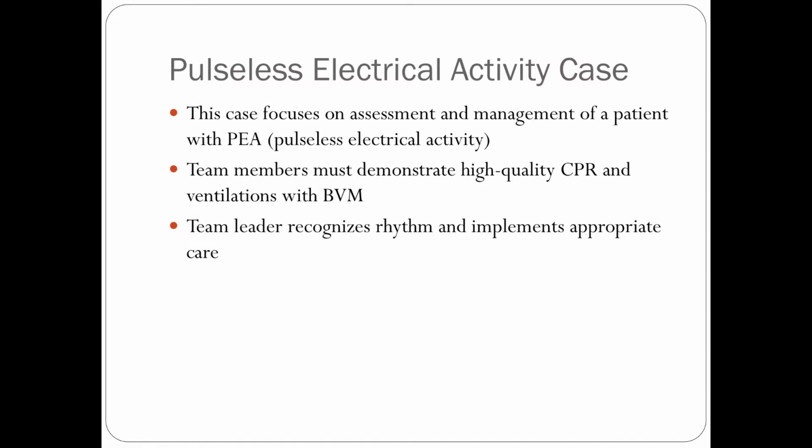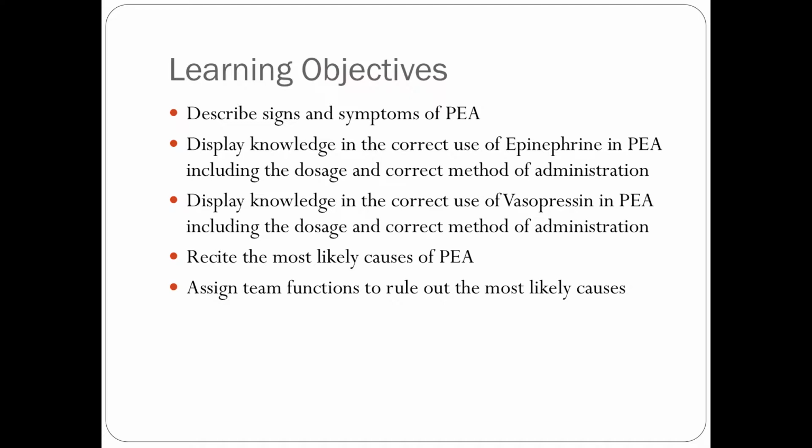Now, if we get in the case where we do have someone that's pulseless, we have a pulseless electrical activity case, or pulseless PEA, or asystole. You treat them both basically the same. You must demonstrate high quality CPR and great ventilations, recognize the rhythm, and implement the appropriate care. So look at the signs and symptoms of PEA. So we may have a nice looking rhythm, but if it's not perfusing, it's not doing us any good.